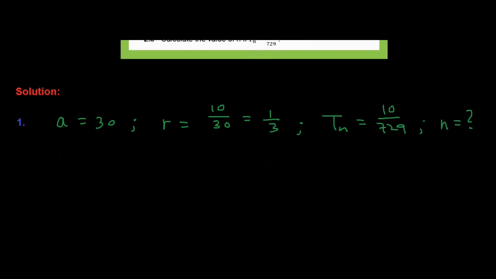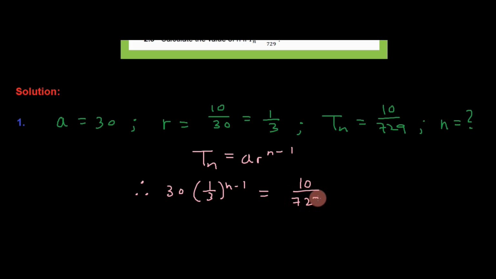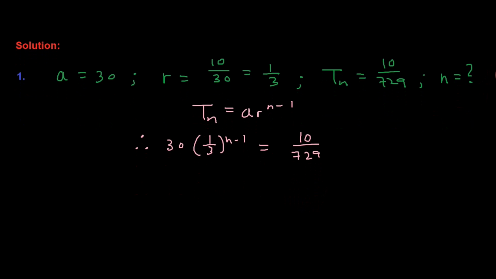We're going to use the formula t sub n equals ar to the n minus 1. And a is of course 30. r is a third. We don't know n. And t sub n is 10 over 729. We need to solve for n in this equation. We can first get rid of the 30 on the left-hand side by dividing it into the right-hand side.